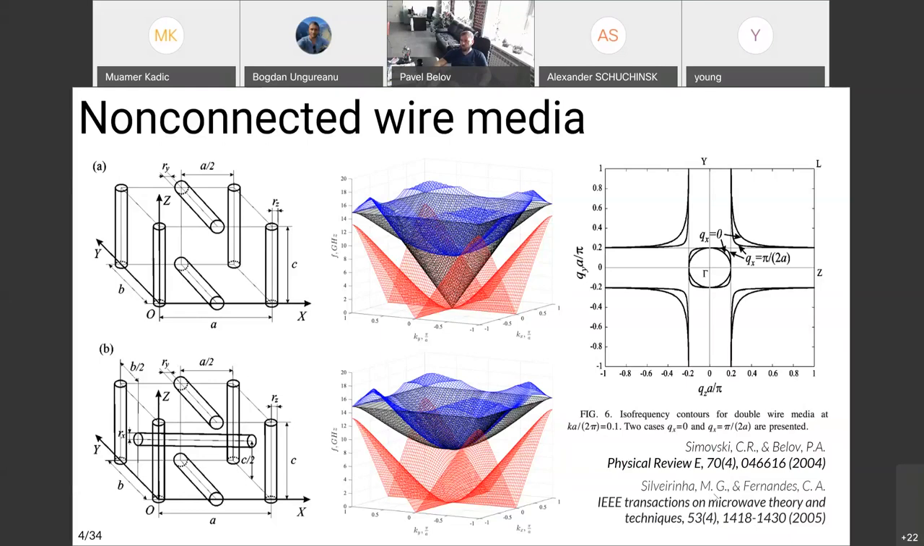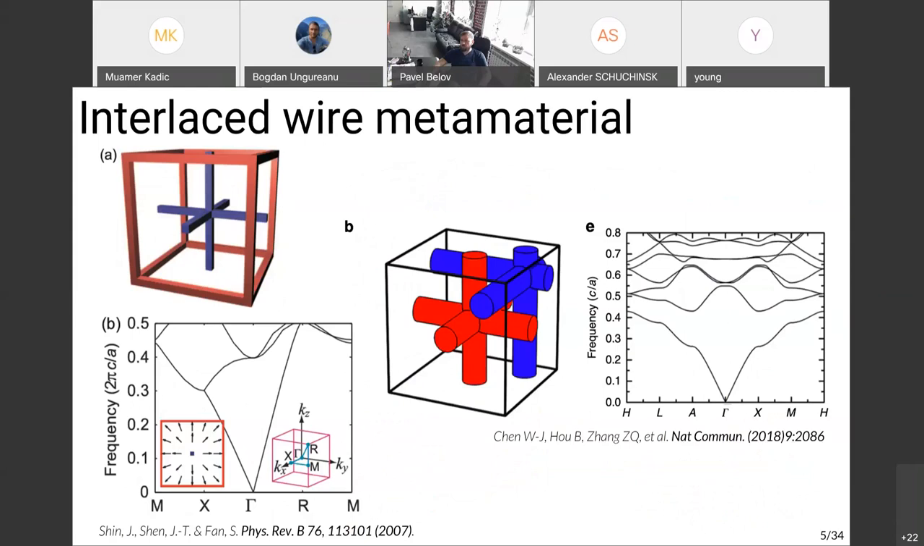I was studying it with Konstantin Simovsky back in 2004, actually quite actively. But today we will be talking about, in a sense, a mixture of these connected and non-connected wire media, something I would say literally in between. This is something which is called interlaced wire metamaterial. So it consists of two lattices.